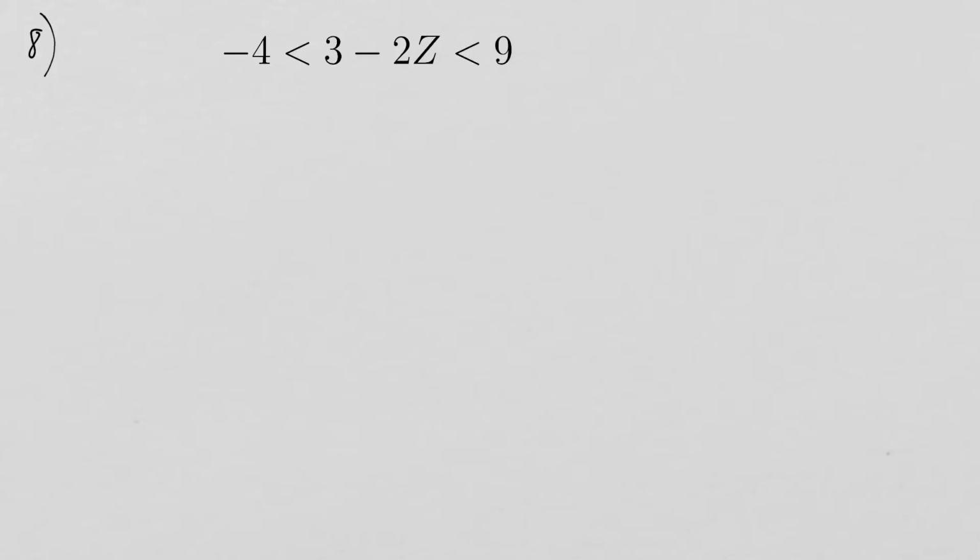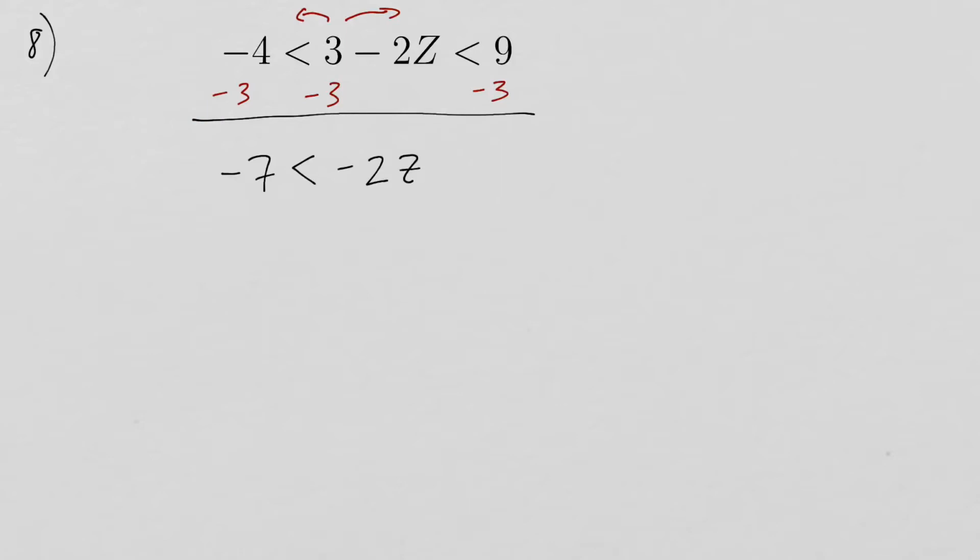Okay, number 8. Negative 4 less than 3 minus 2z less than 9. So the first thing I'm going to do is isolate the negative 2z by subtracting this 3 from each side. And that's going to get me negative 7 less than negative 2z is less than 6.